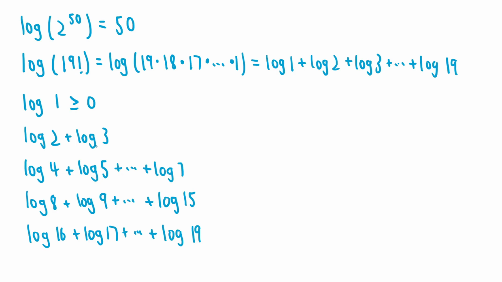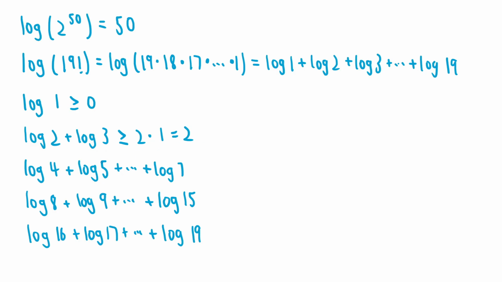So we have a sum of two terms where each term is greater than or equal to 1, and this implies that log of 2 plus log of 3 is greater than or equal to 2 times 1, 2 for the number of terms, and 1 for the lower bound for each individual log term, and this equals 2. So log of 2 plus log of 3 is greater than or equal to 2.